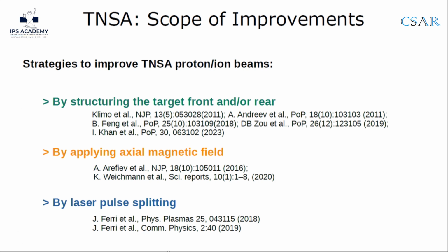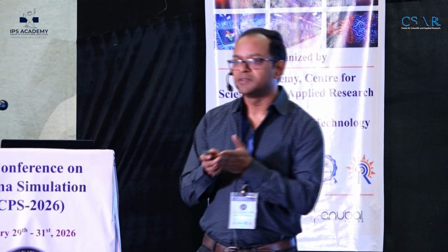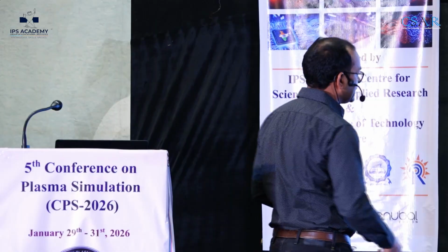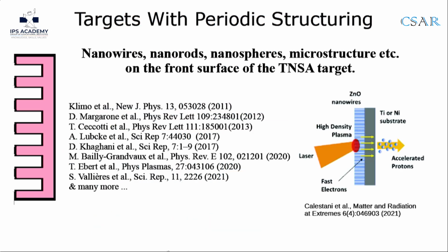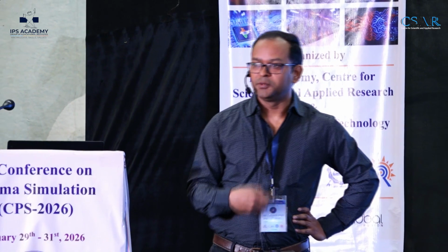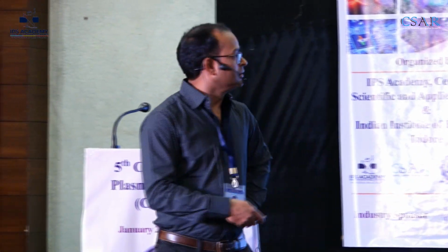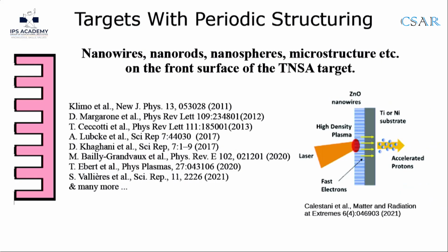And people have also suggested that you can replace one single laser pulse by 2 pulses of half the intensity, so that the interference improves the electric field at the front surface, thereby enhancing the generation of hot electrons and thereby increasing the cutoff. All right. So people have done a lot of work with periodic structuring, creating nanowires, nanorods, nanospheres, whatnot, on the front surface, and all of them have been shown to improve the coupling of the laser pulse.